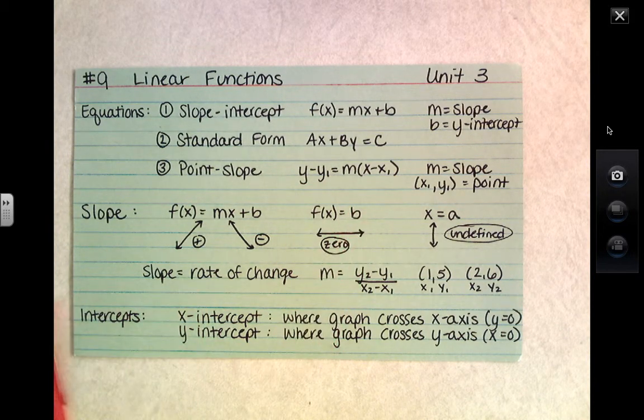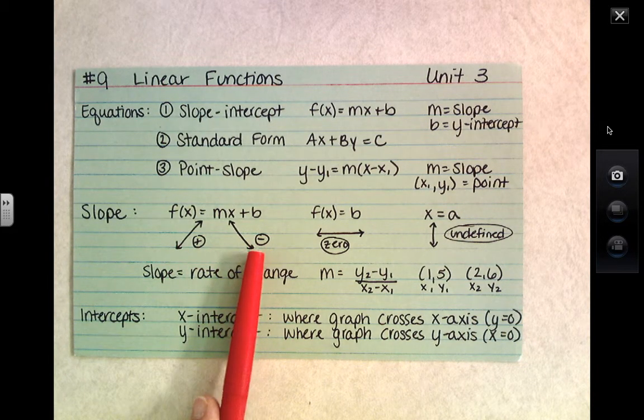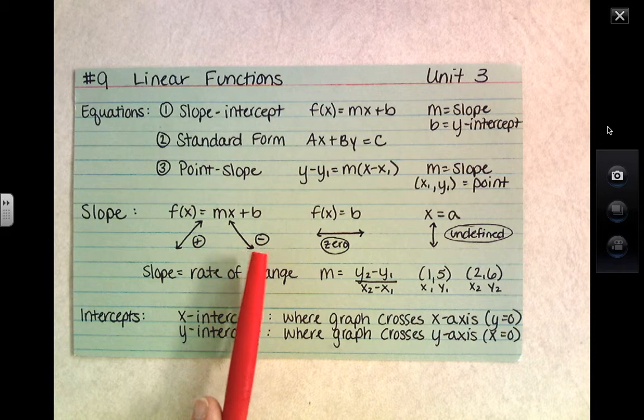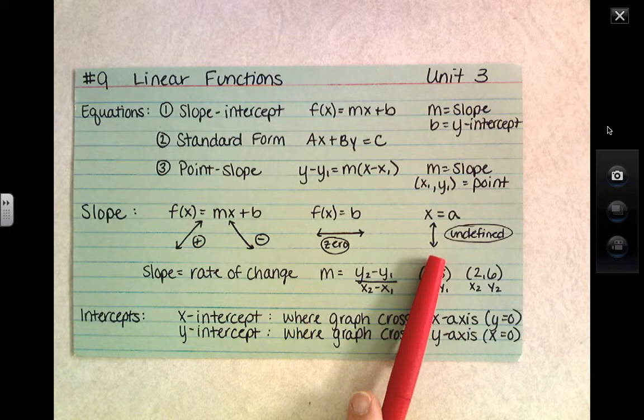And as we talk about slope, we're going to talk about positive slope, which is moving up from left to right, negative slope, which moves down from left to right, zero slope, which is your horizontal line, and undefined slope, which is your vertical line.